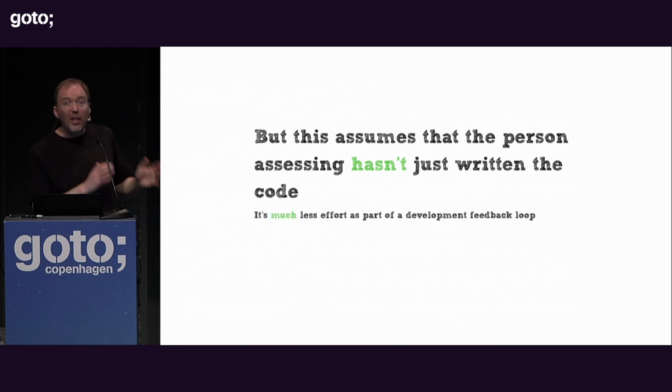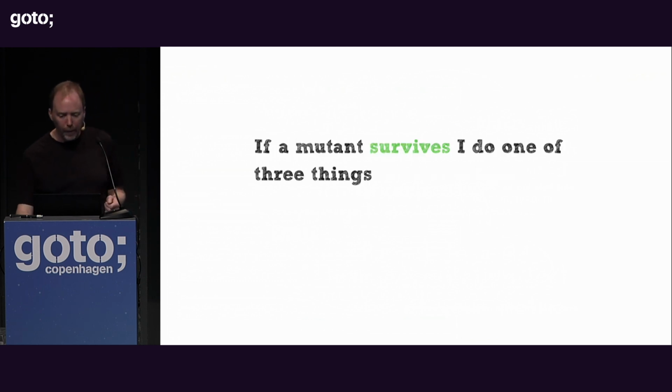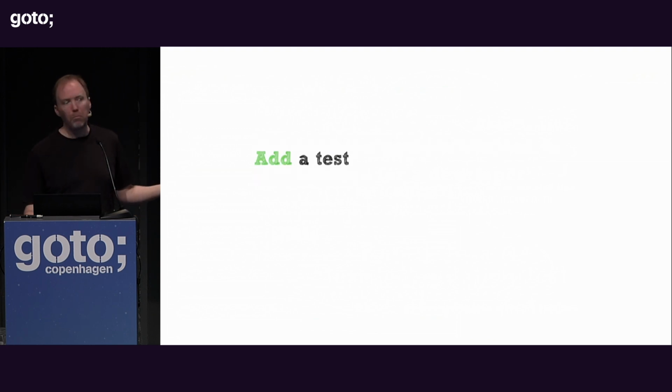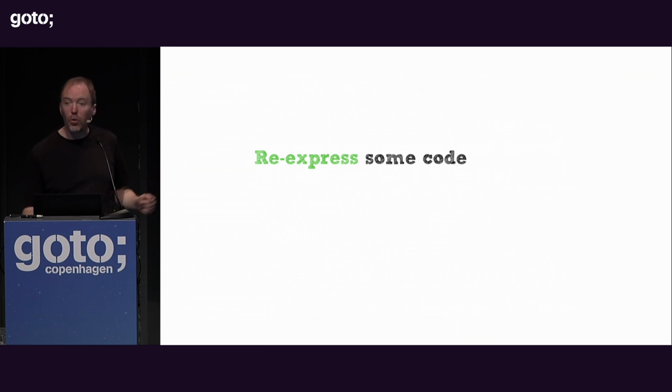But it's much less effort when you do it regularly. And perhaps more importantly, it turns out when you do it all the time, these equivalent mutants actually provide useful feedback. So far from being just a problem, they're actually a side benefit of mutation testing. So if a mutant survives, I do one of 3 things. I add a test, pretty obvious, or sometimes fix a buggy test. I delete some code, which we'll talk about in a second, or re-express some code. These last 2 are usually in response to an equivalent mutant.